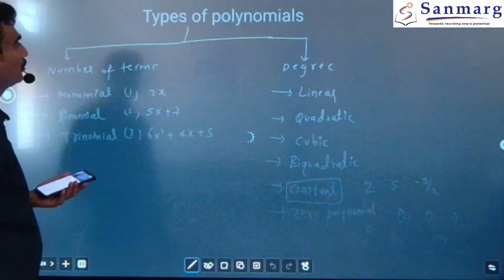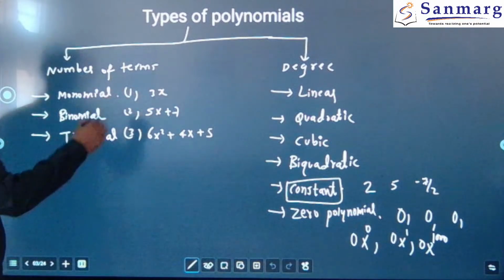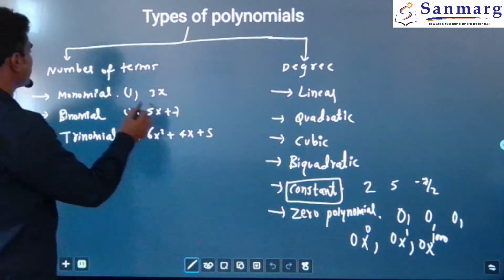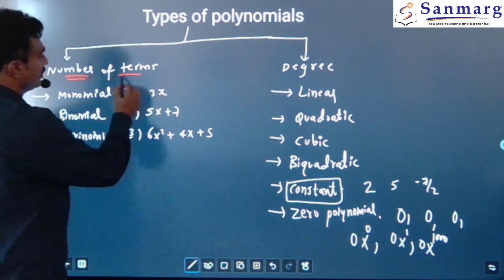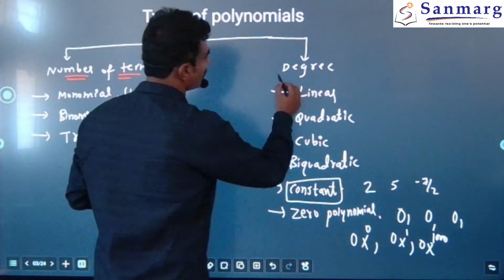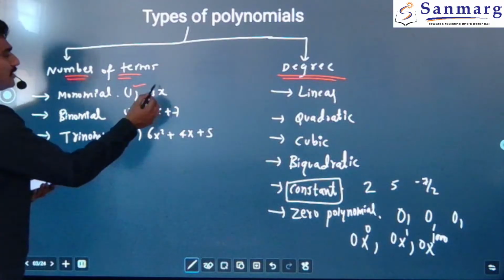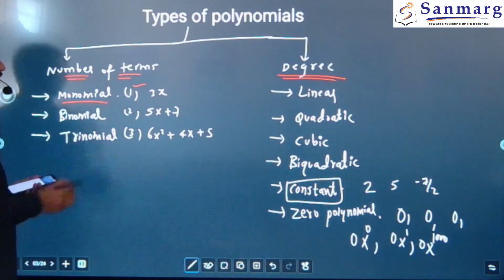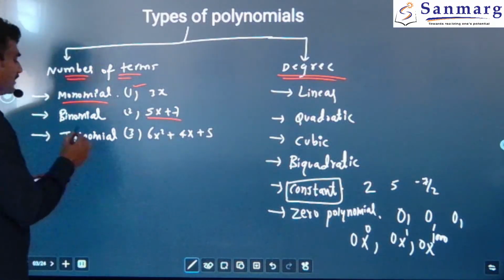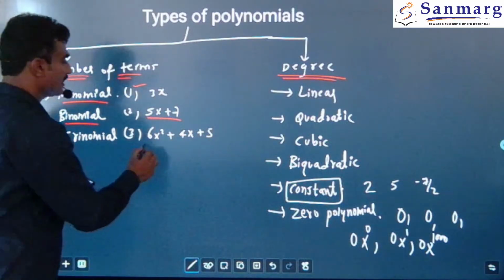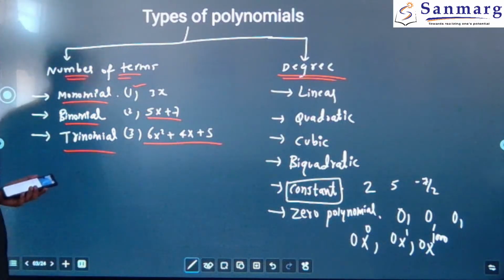So we can go to the next topic, that is types of polynomials. Types of polynomials can be classified based on the number of terms and also based on the degree. Based on the number of terms, if there is simply one term, then we can say it is a monomial expression. If there are two terms, a binomial expression. If there are three terms, a trinomial expression.